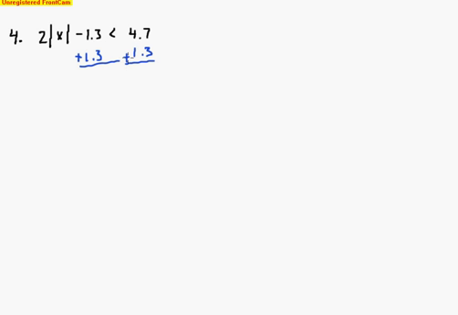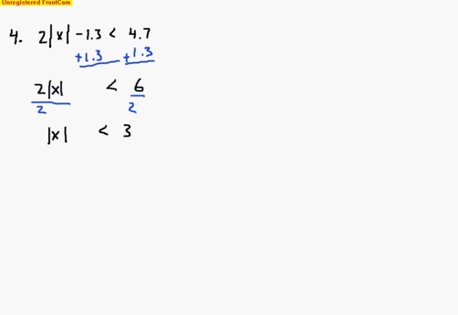Now when we do that, we're still left with this 2 being multiplied by the absolute value of x. It's still less than, but when we add this stuff together, we have to carry the 1, and we end up with 6. So now what we're going to do is eliminate this 2 by doing the opposite of times by 2, which is divide by 2. And when we do that, we're left with the absolute value of x, and it is less than 3.